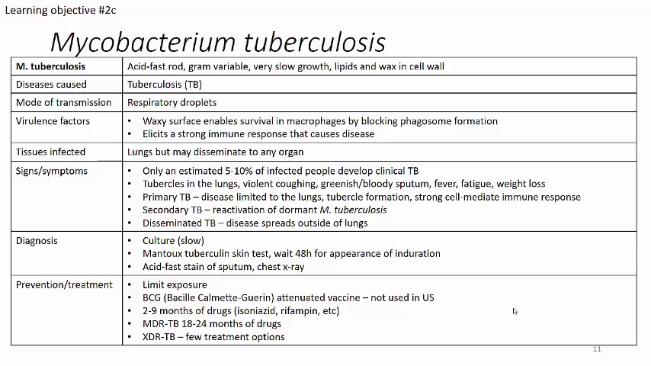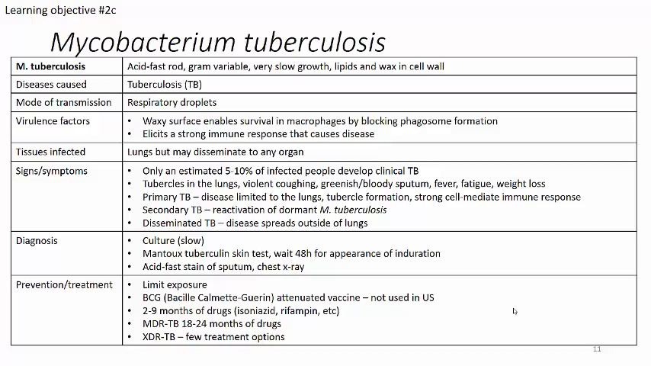It grows very slowly, and part of the reason why it is gram variable is that it has lipids and wax in its cell wall. So this affects the ability of gram stain reagents to penetrate the cell. So it causes tuberculosis, which we'll abbreviate in some spots as TB.